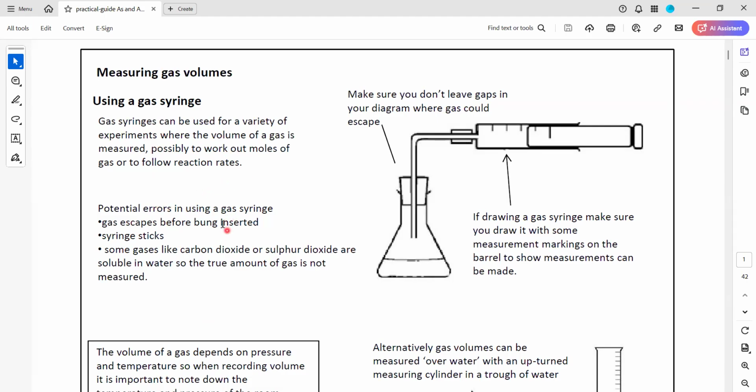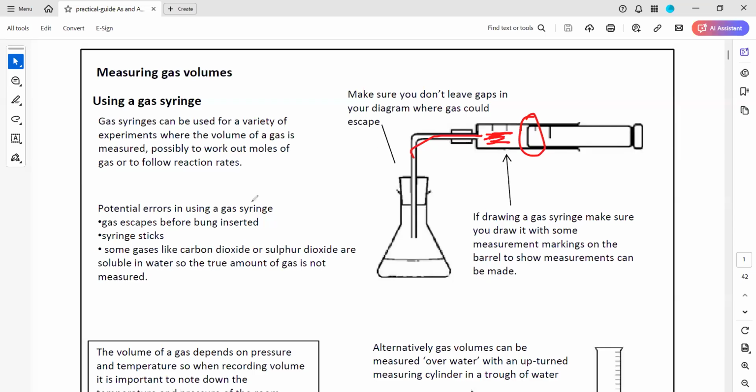What are the potential errors when you are using a gas syringe? The gas might escape before the bung is inserted, like when you place a bung here. The syringe sticks. What does that mean? Maybe the gas is released, but the gas pressure is not enough to push the gas syringe and increase the volume. So that is one possibility.